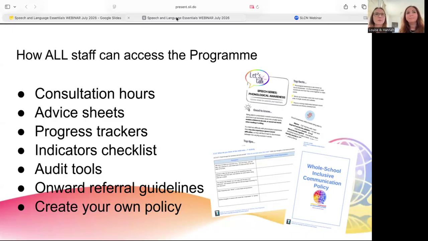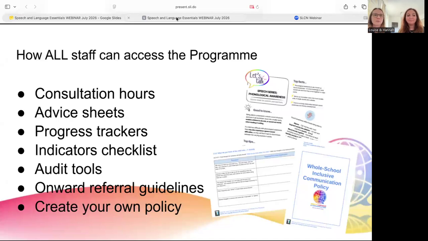Some of the key ways that all staff can access our programme and its resources are through our consultation hours, which can include any of your staff members, and this includes workshopping ideas about specific areas of SLCN or looking at targets and how to support, so you can come and work with us directly. All staff can use all of our advice sheets for quick, easy access to immediate advice and activities, as well as sharing with parents to support at home.